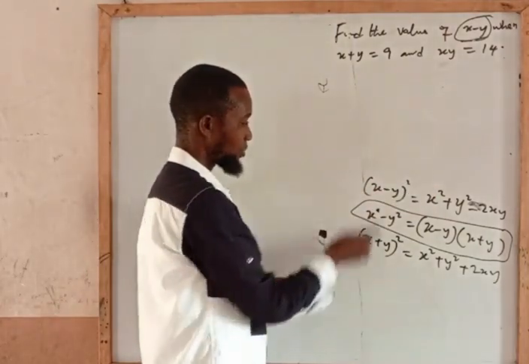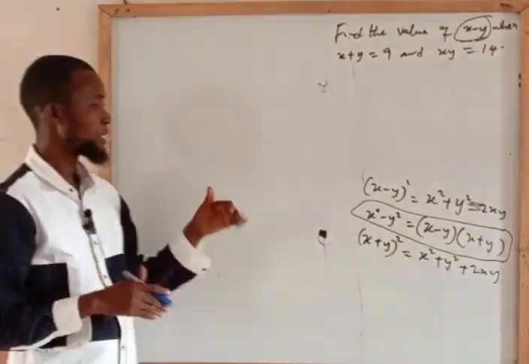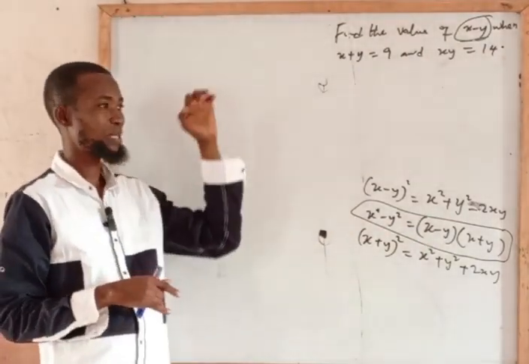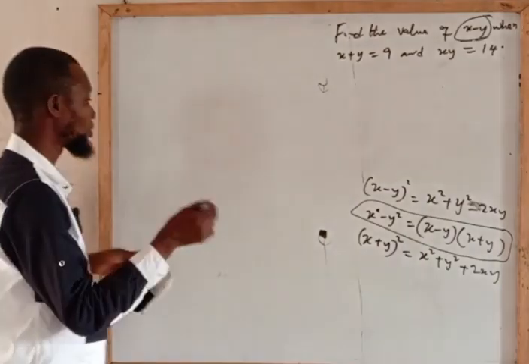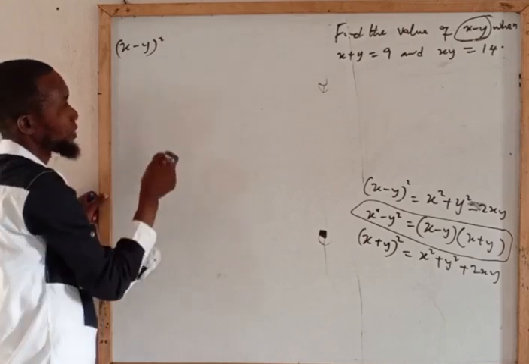I can now say that I've gotten my x minus y. So that is how we derive the x minus y which we are given there. So in that case, I will say that x minus y squared, right?